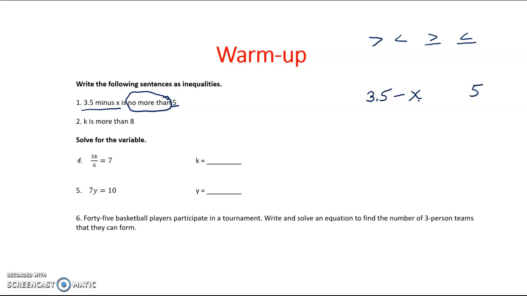So whatever value I put in place of x, what this is saying, no more than 5, is that it cannot be anything higher than 5. But 5 can be included. It just can't be higher than 5. So my two choices are going to be greater than or equal to, or less than or equal to. Well, 3.5 minus x can't be any higher than 5, so it must be less than or equal to 5. So the correct symbol would be less than or equal to 5.